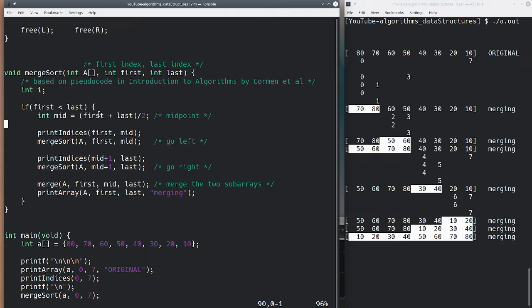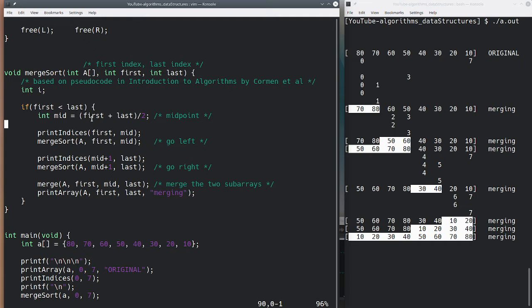So we will get 3 in this case, and then we call merge sort again, giving it the same array name, so we're still processing the same original array, except now we're looking at the portion from 0 to 3. So we come into another instance of merge sort, in which first and last are 0 and 3. 0 is less than 3. We calculate the midpoint of that, which would be 1. And we call merge sort again for 0 to 1.